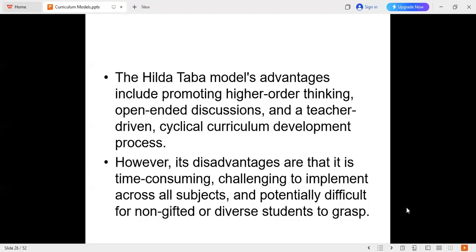Open-ended discussion and the teacher-driven cyclical curricular development process. How is it cyclical? The outcome after the student evaluation, the feedback, can be used for the first step. That is the production of our education system, they go to the society, they are in the society. One example we can give here.